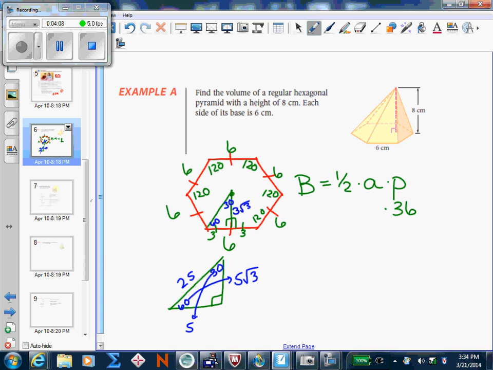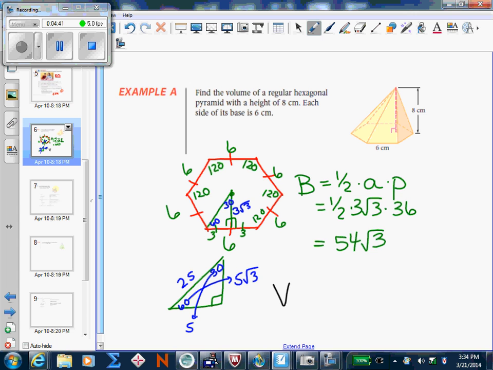So I'm going to fill in 3 square root of 3 for my apothem and multiply it by 1/2. Okay, so 1/2 of 36 is 18. 18 times 3 is 54. So our answer will be 54 square root of 3. Now that's just for our big B. We still need to find the volume.